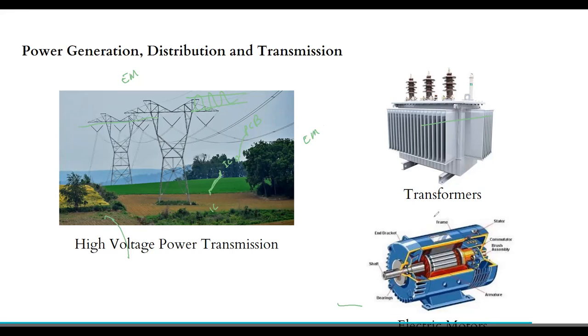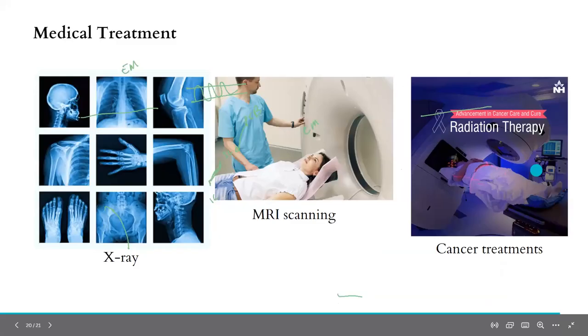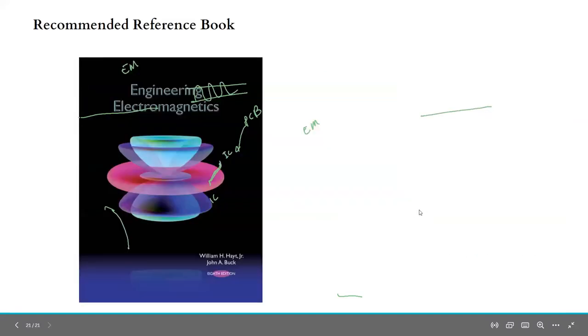And then we have transformers and electric motors, which also use electromagnetism principles. And then we have medical treatments, which highly use, for example, X-rays, gamma rays, ultraviolet rays, and so on. These waves are used for different medical applications, and to get a really good understanding of the medical situation of a person.